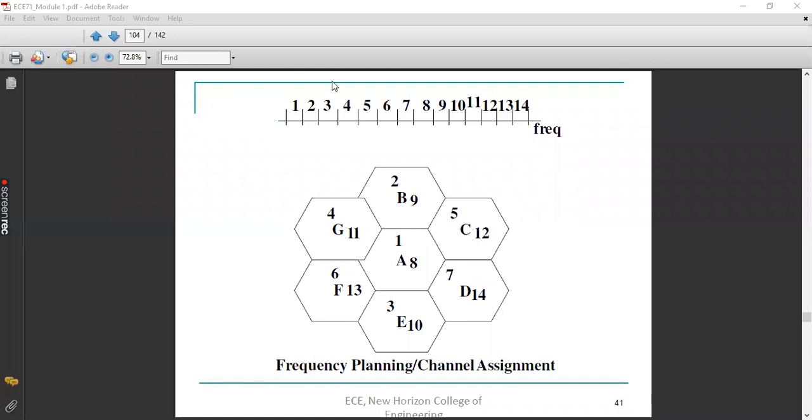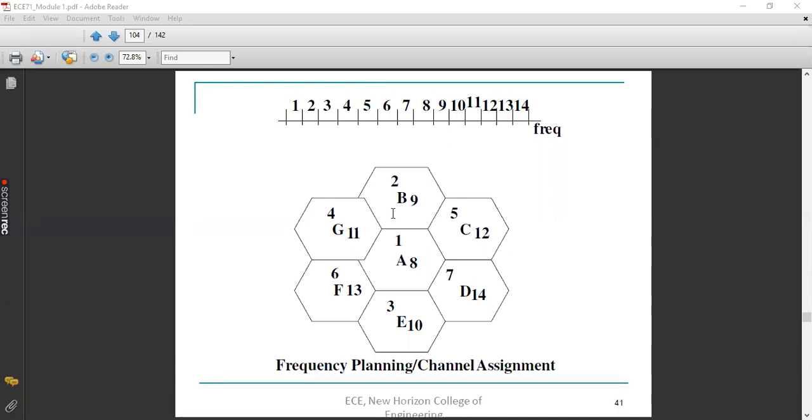Suppose a spectrum has 14 sets of bands, or 14 bandwidths, which are continuous in nature, or the frequencies allocated to all these channels are continuous in nature. There is no gap in between. So our objective is to minimize the adjacent channel interference. For that, we should allocate each of these bands in such a way that there is enough separation between 2 adjacent channels.